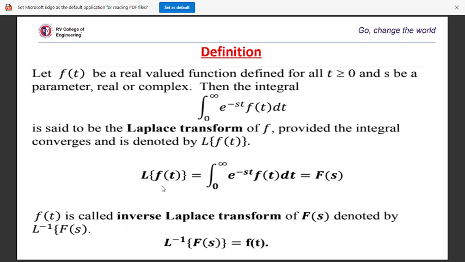Suppose we wanted to find the function f of t here. For that, we can use the inverse Laplace transform. That is, the inverse Laplace transform of F of s is equal to f of t.